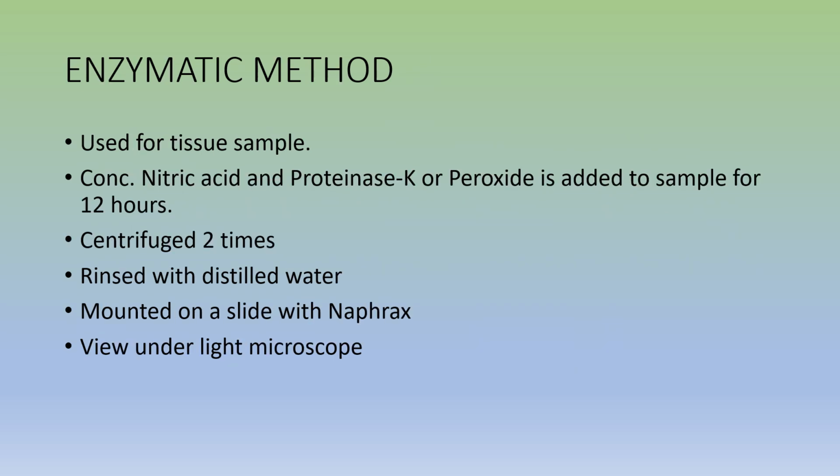The enzymatic method. Enzymatic methods are basically used for tissue samples. Here, concentrated nitric acid and proteinase K or peroxide is added to the sample and kept for 12 hours. Then the sample is centrifuged 2 times. After centrifugation, it is rinsed with distilled water, and after rinsing, it is mounted on the slide with naphrax and viewed under the light microscope for observation.